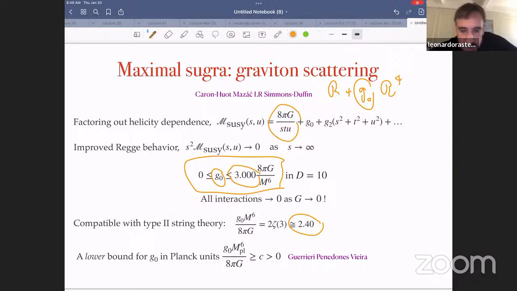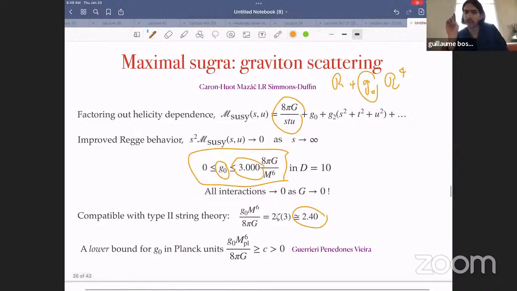Now, if I may ask. Yes. Capital M in that case is the mass of the first massive state in string theory? Yes. Thanks.